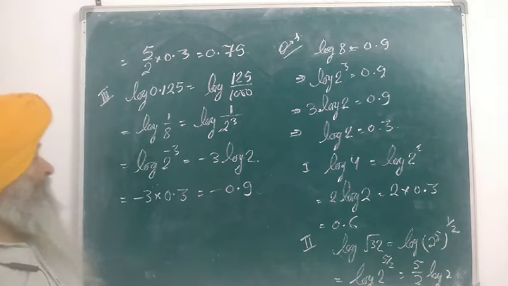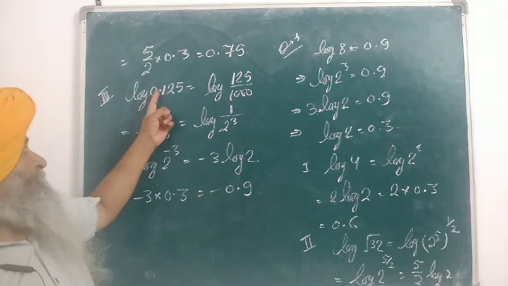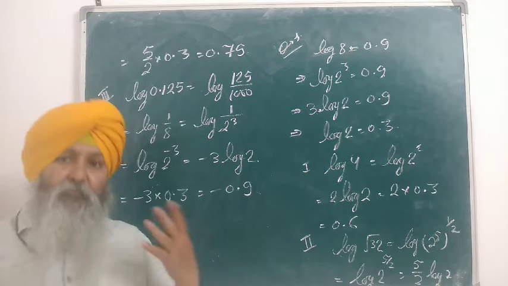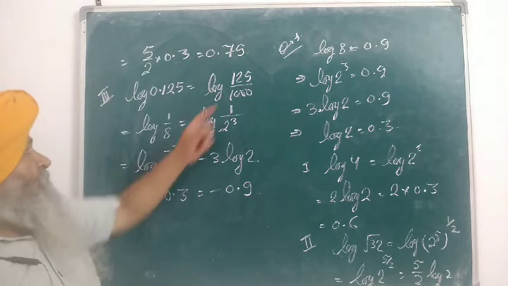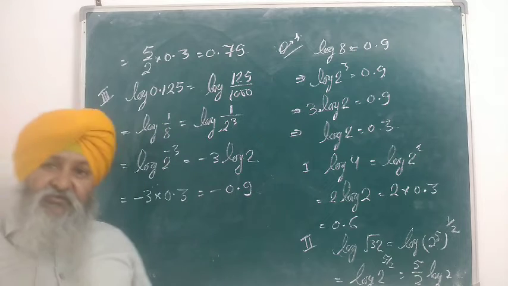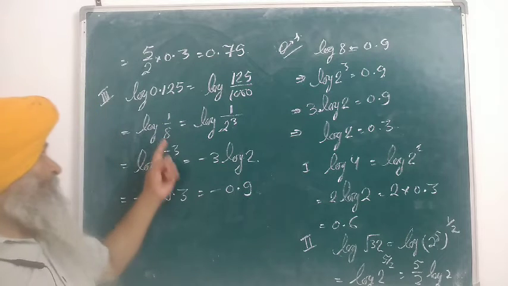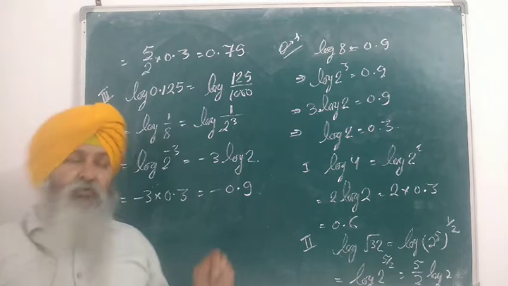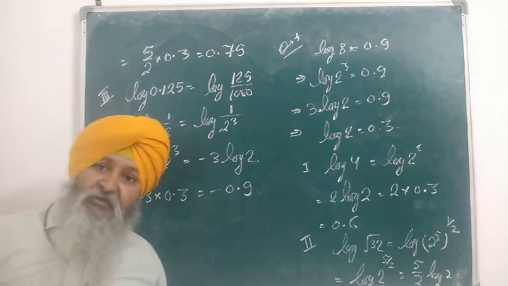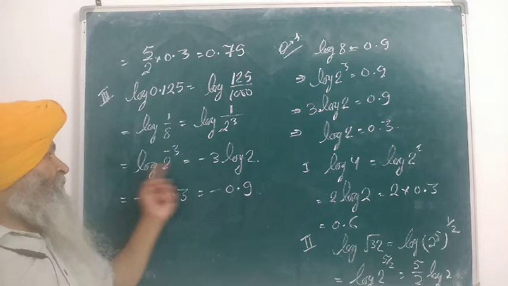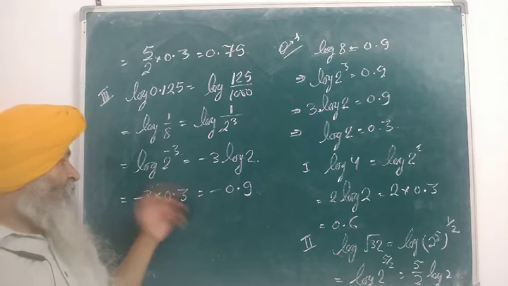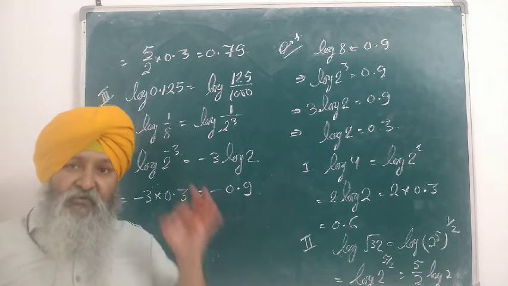Please listen one more time. 0.125. First I remove this decimal, and with 3 places, it becomes 125 over 1000. Then we cancel 125 and 1000, and your answer will be 1 upon 8. 8 is not a prime number, so it can be written as 2 cube. 2 cube in the denominator will go to the numerator, 2 raised to the power minus 3. And the power comes forward, minus 3 log 2. So that is minus 3 into log 2's value, multiplication, minus 0.9.